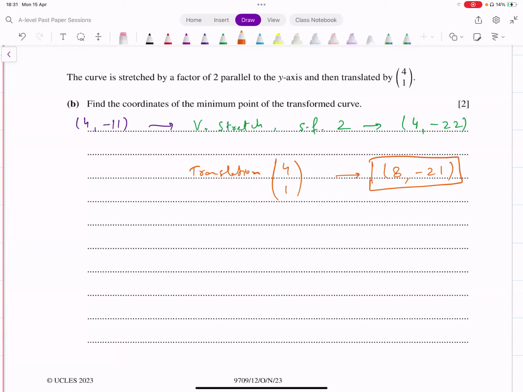So how does every point on the curve move? Every point, its y coordinate gets multiplied by 2. That's the first thing that happens. And then you're adding 4 to the x coordinate and adding 1 to the y coordinate. And that gives you this final result, which is 8 and minus 21. Is that okay? No questions? Okay, let's move on to the next one.